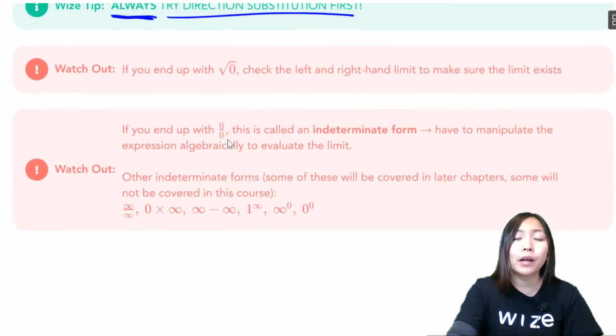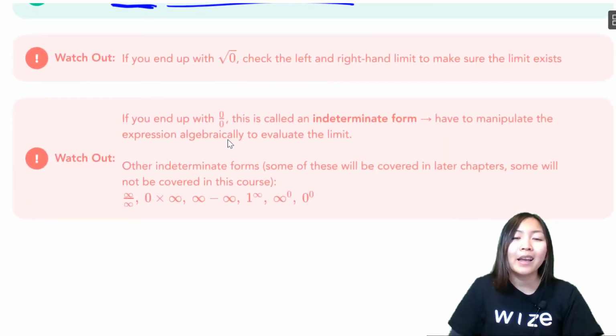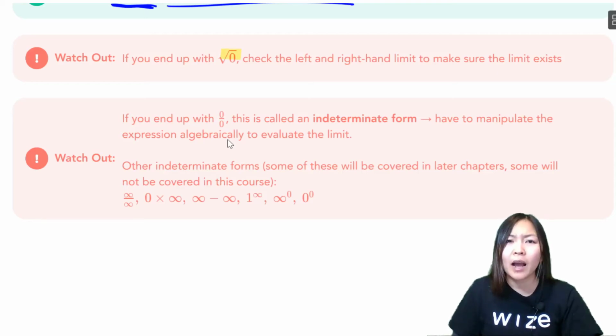And there are two notes I want to make about this. Number one, if you ever end up with the square root of 0, be very, very careful. I know that the square root of 0 is 0, right? But because we're looking at limits here, we're not looking at exactly the value 0, we're looking at something really close to 0. So guess what happens when we're looking at the limit from the left as x approaches 0 from the left? I end up with the square root of a negative number, which is not defined. So whenever you end up with the square root of 0, I want you to check the left and right hand limits separately to make sure the limit exists.